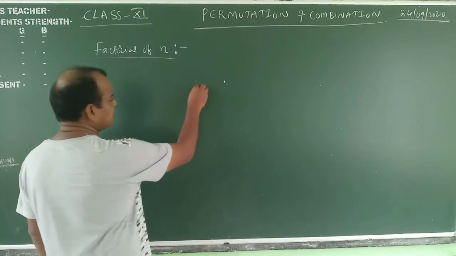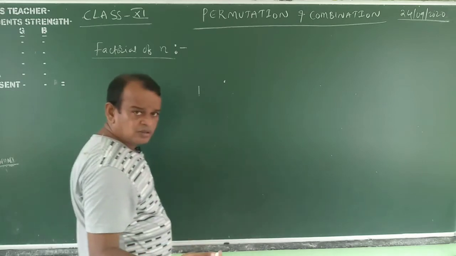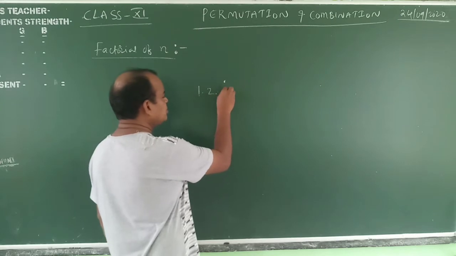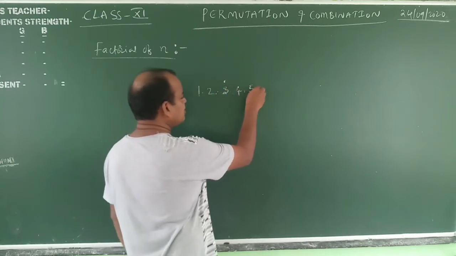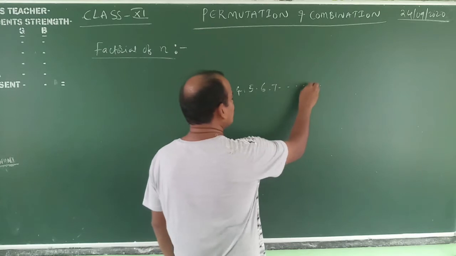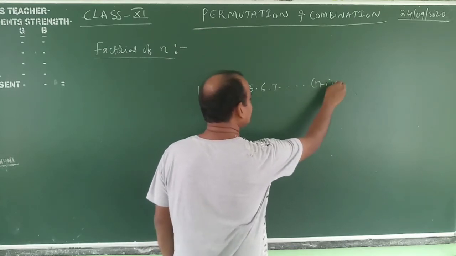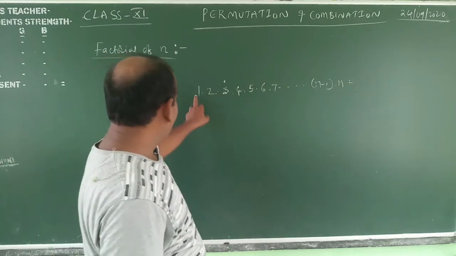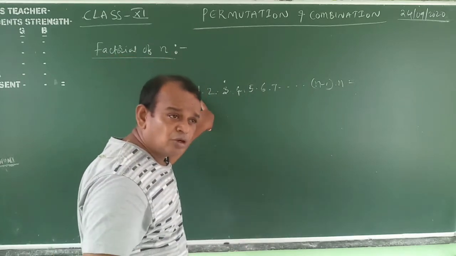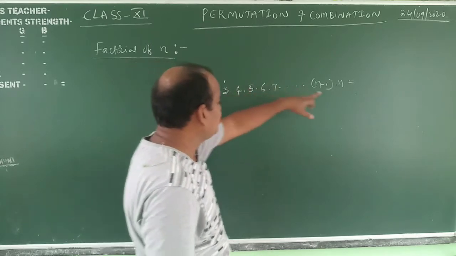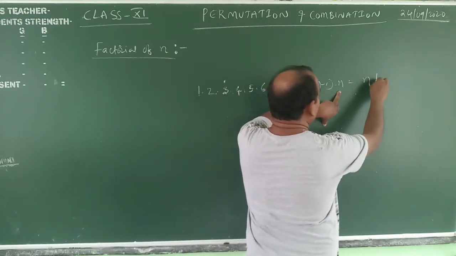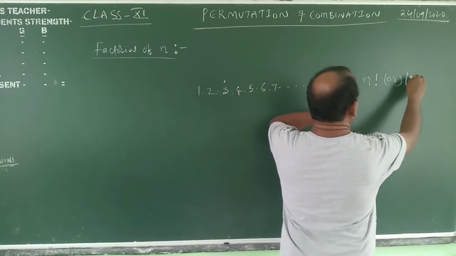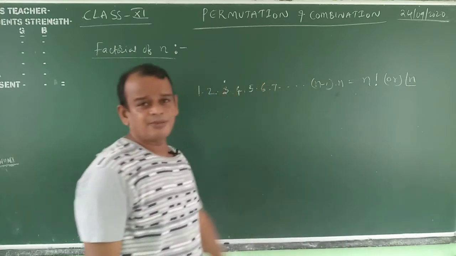Observe that. What are the natural numbers? 1 to n. Those 1 to n mean continued product: 1 into 2 into 3 into 4 into 5 into 6 into 7, and so on up to n minus 1 into n. The continued product of all the natural numbers 1 to n is called factorial of n. N factorial will be written like this.